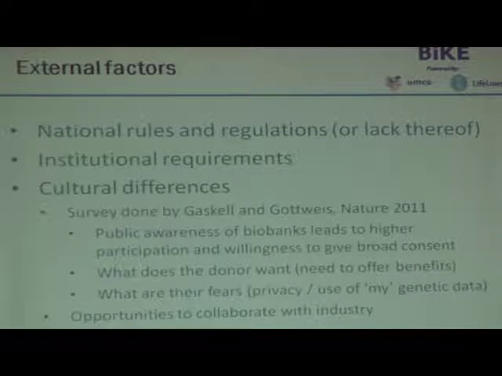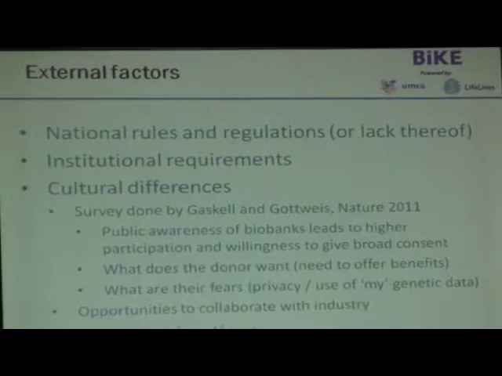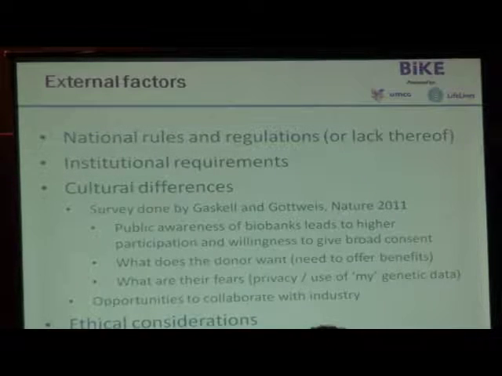If you can inform your public about the fact that there are biobanks and what is the purpose of a biobank, that will lead to higher participation. And also that will lead to the willingness to give broad consent. We're always looking for broad consent because we don't want to limit ourselves too much. But if the public doesn't know you, they won't give you that trust to give a broad consent. They will want to know exactly what you're going to do. So the broad consent is a very important thing, and it's only achieved through proper communication and public awareness of biobanks. So that was one of the things that they published about.